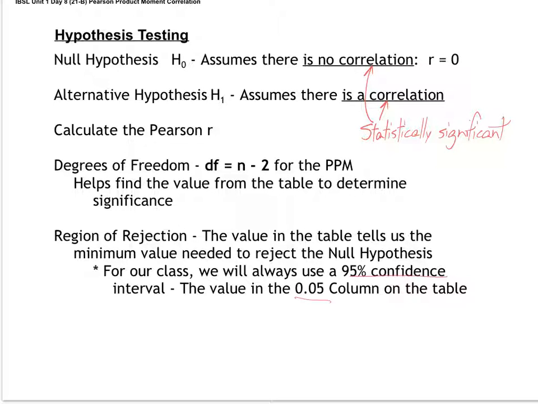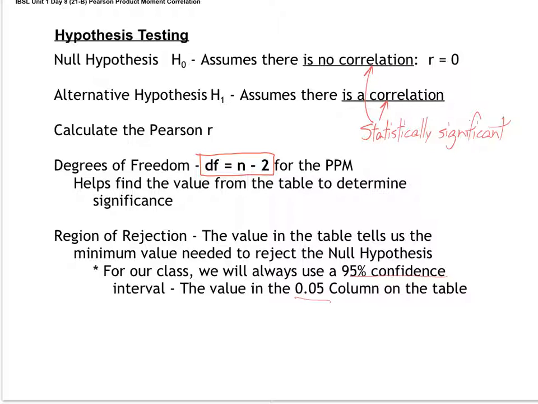Once you get that R value, is it significant or not? So we have, first of all, what's known as degrees of freedom. For Pearson's R, it's always going to be n minus 2. So if you have 6 pieces of data, you're going to have 4 degrees of freedom. If you have 100 pieces of data, you're going to have 98 degrees of freedom.